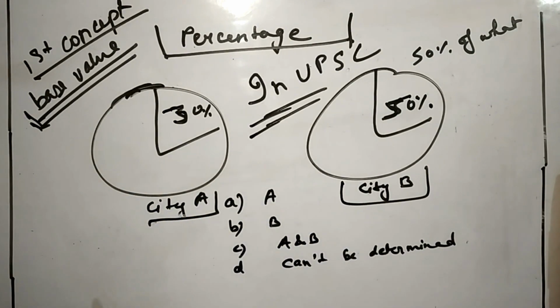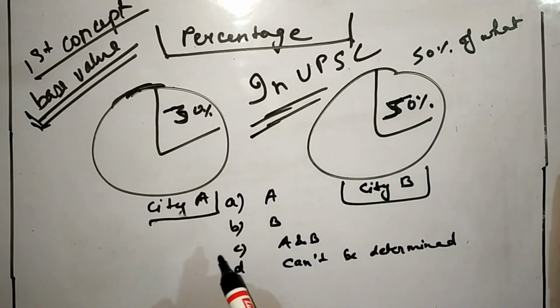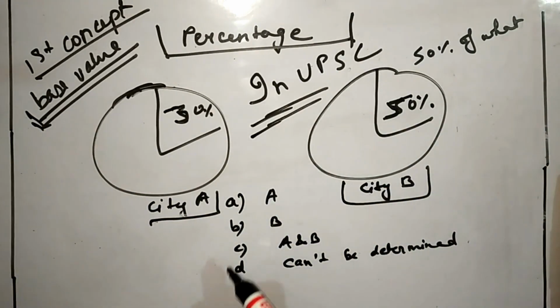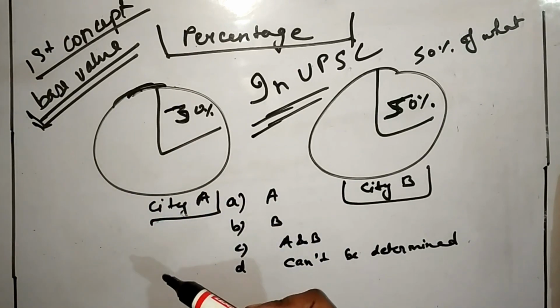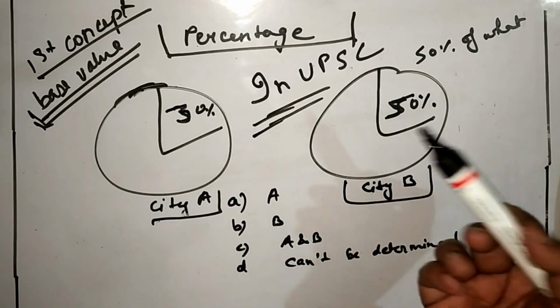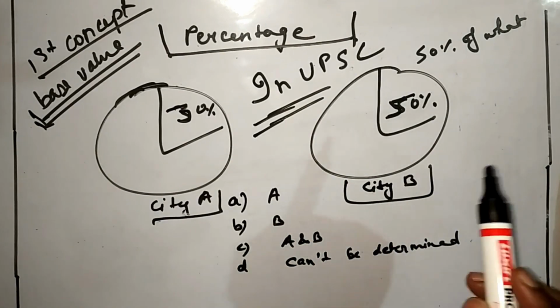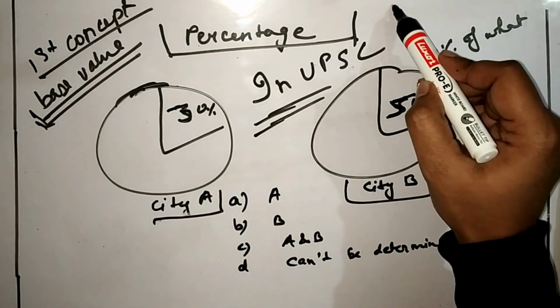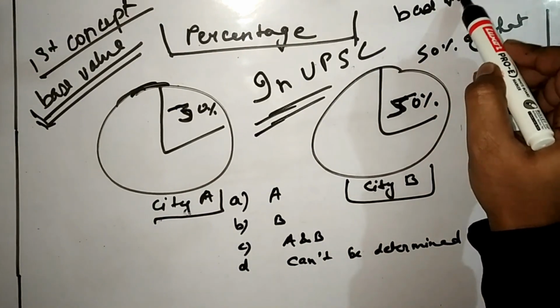We don't know. They will not give the base value, and you will take the answer as A because it is given 30%, so you will think that 30% is less and 50% is more, but the examiner will not give the base value in the real exam.